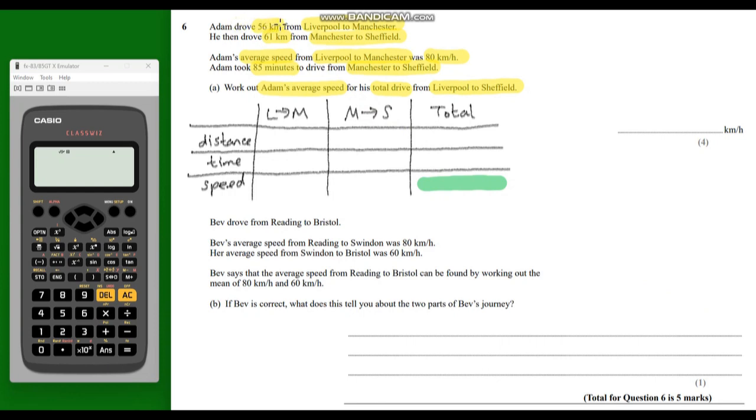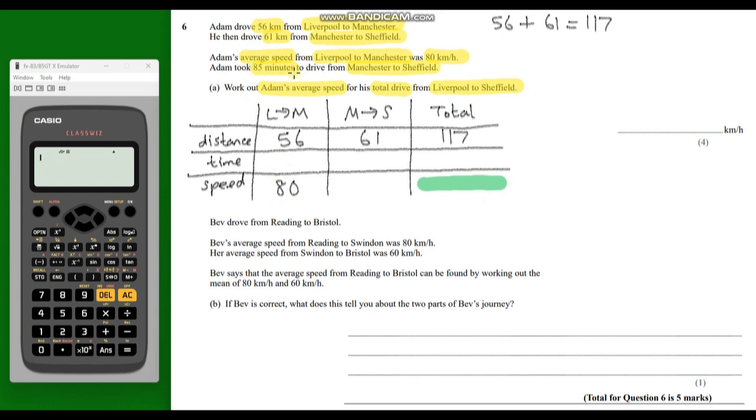Adam drove 56 kilometres from Liverpool to Manchester, so that would be 56 here. 61 kilometres from Manchester to Sheffield, so that will be 61 here. We can work out the total just by summing these together. So 56 plus 61 gives me 117. So the total distance is 117 kilometres. And now let's look at the speed. From Liverpool to Manchester, 80 kilometres per hour, so that will be 80 kilometres per hour in there.